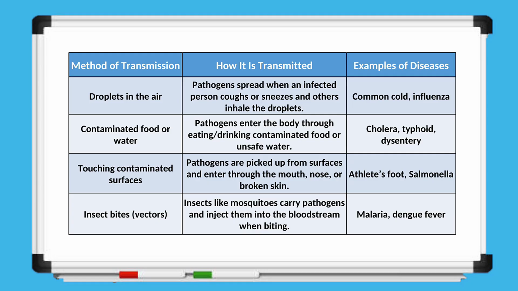Another method is touching contaminated surfaces. Pathogens can be picked up from surfaces and then enter the body through the mouth, nose, or broken skin when a person touches their face. Examples of diseases linked to this method include athlete's foot and salmonella infection.